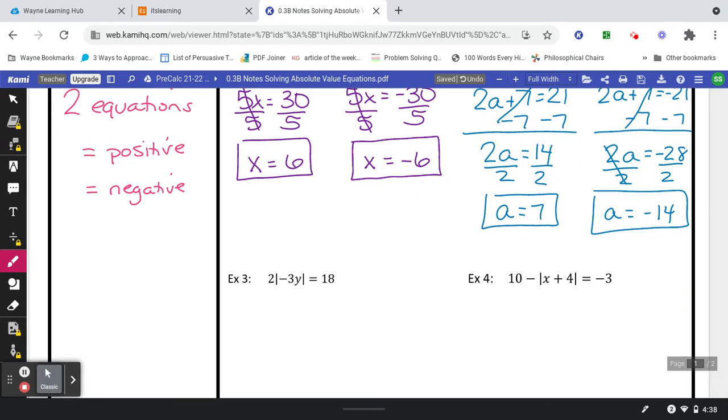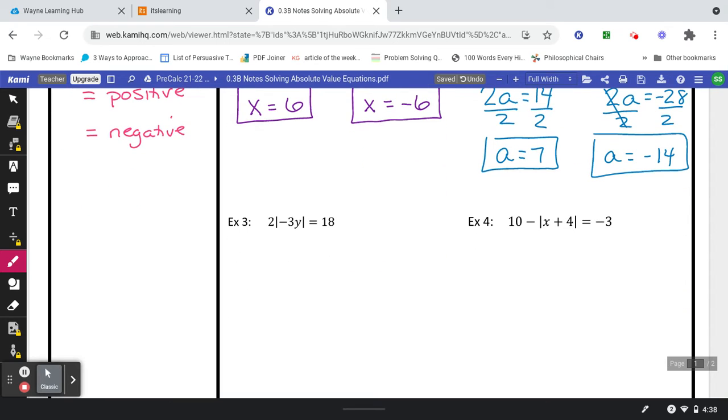For example 3, we want to make sure that we get the absolute value bars by itself. So let's make a little note. Get absolute value bars by itself. So notice we want to get rid of the 2. So I'll start by dividing both sides by 2. Right now, if they're right next to each other, it means multiplication. So we'll do the opposite by dividing.